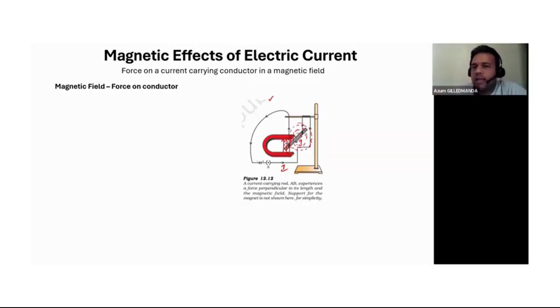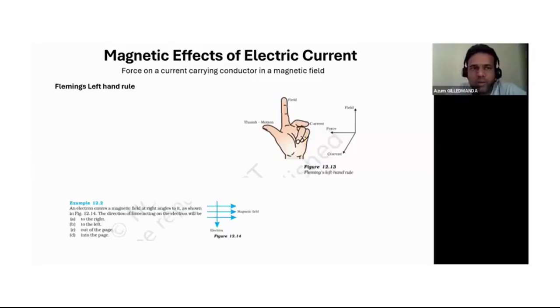Then as both fields cut, there exists some force. How that force impacts this rod is what we need to study. So before we get into the direction in which that force is exerted, we need to learn about a rule called Fleming's left hand rule.